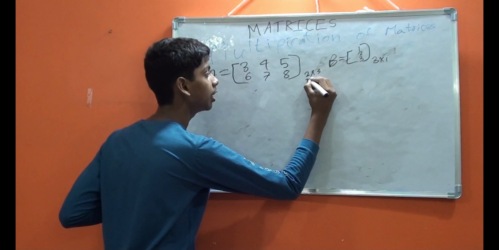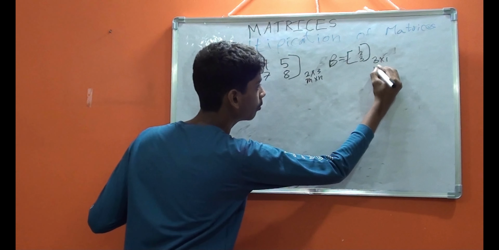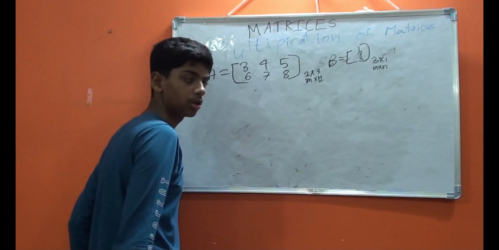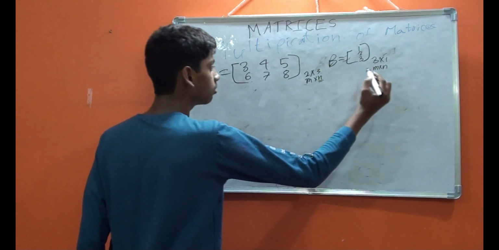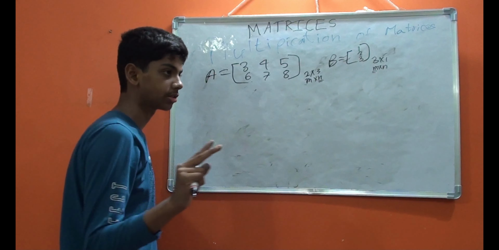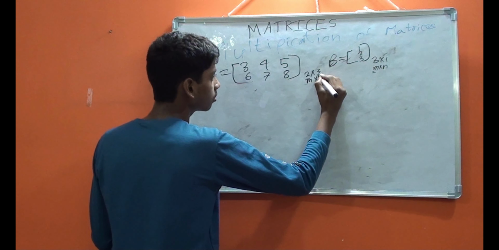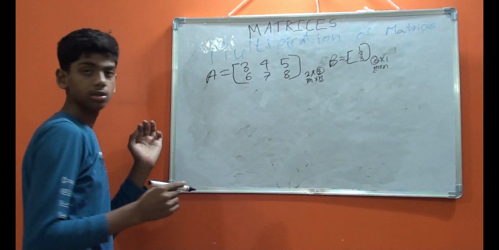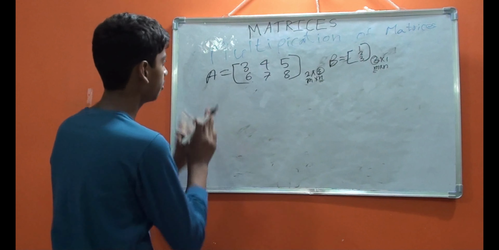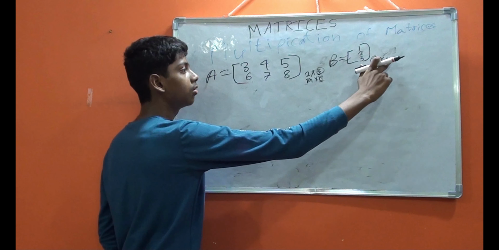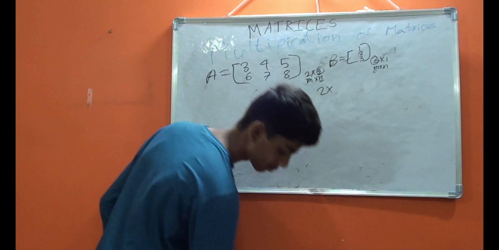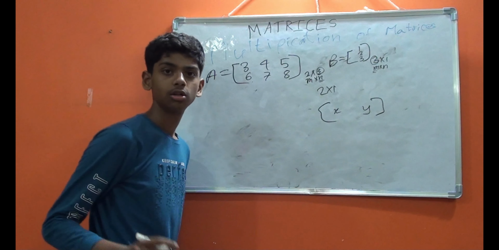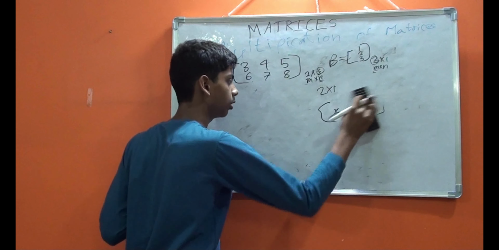So here m into n and here m into n. So here the number of columns of the first matrix should equal the number of rows of the second matrix. So here we have 3 columns and here we have 3 rows. So the resultant matrix, the final answer which we would get, would be 2 into 1. So we would get a matrix with some unknown values here, x and y. So we will solve this and see what the answer is.